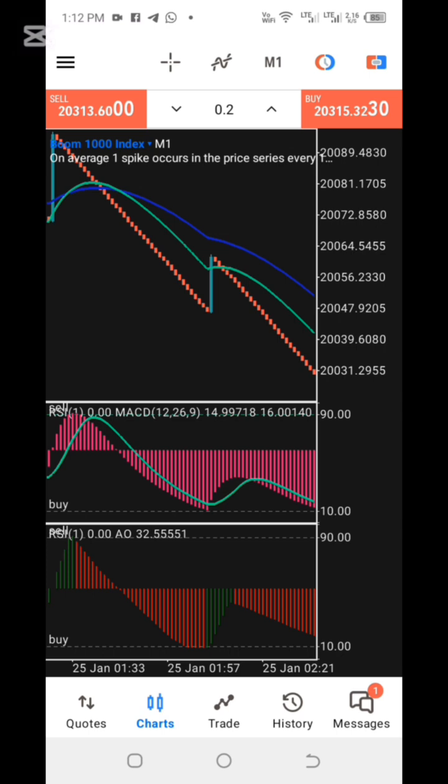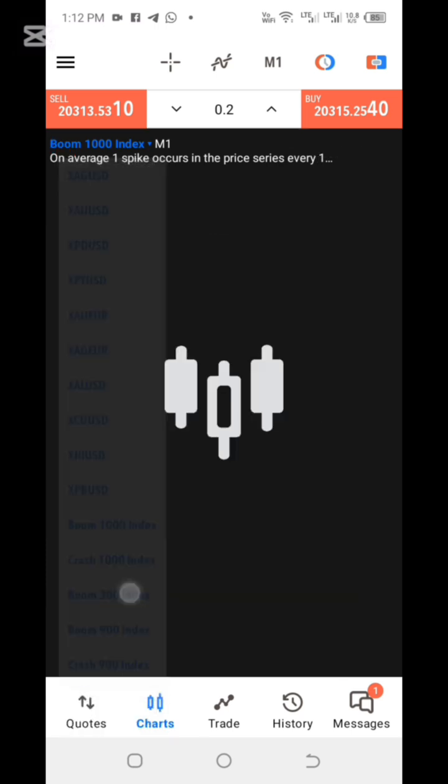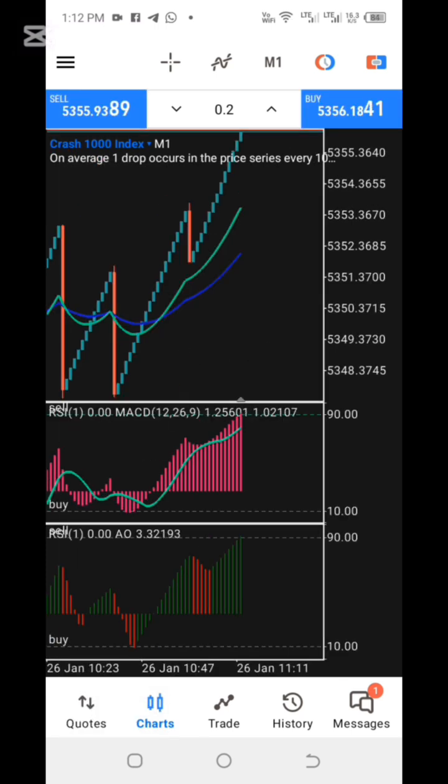If you are in Crash, make sure that the MACD and the awesome oscillator reach level 10, and there is also the crossing of the moving averages on the main chart. Then you can take your buy in Crash 1000.